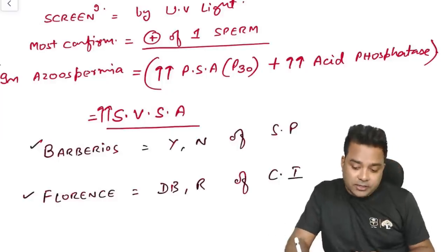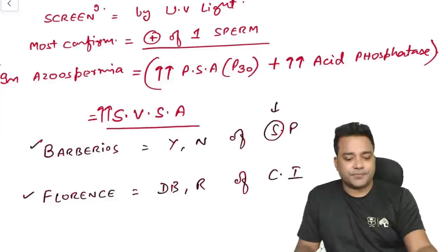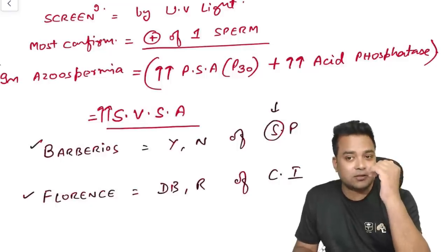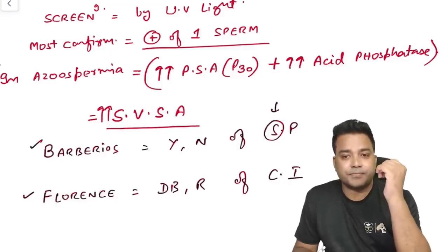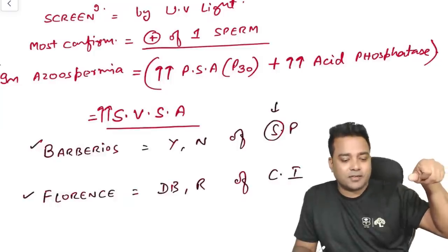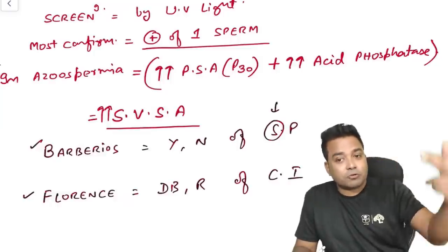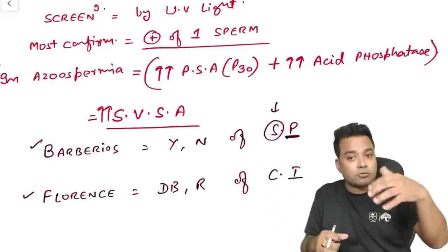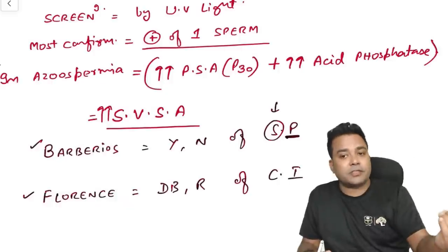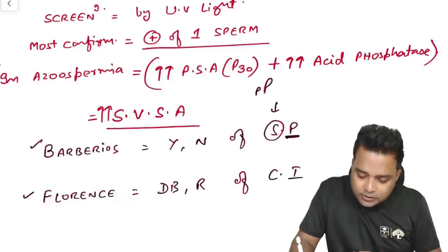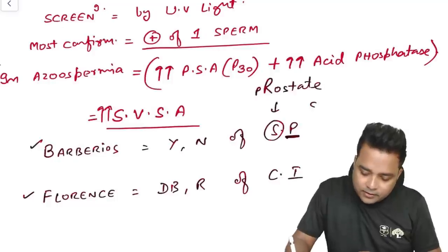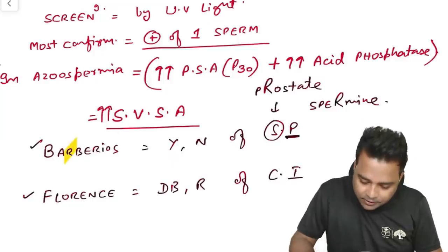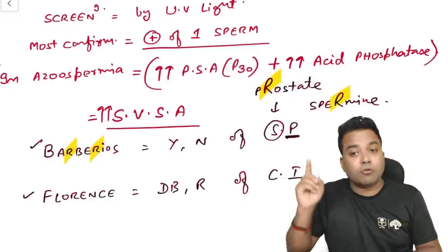What is the source of spermine in the sample? Prostate or seminal vesicle? Ab batao, answer. This has also been asked in the INICET exam. Here the question was related to spermine. Next time they will ask, what is the source of spermine in the sample? Picric acid we add from outside as a reagent. We mix it with the sample. What is the source of spermine? Prostate or seminal vesicle? I will recall that prostate has got an R alphabet, spermine has got an R alphabet, Barberio has got lots of R alphabet, and I will correlate that yes, here my answer will go with prostate.